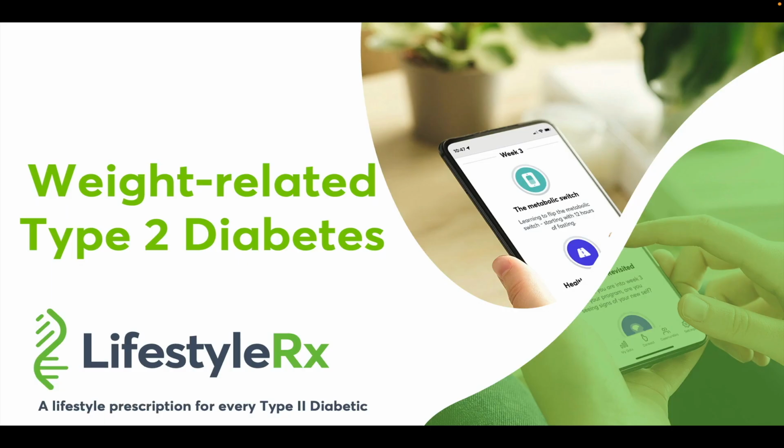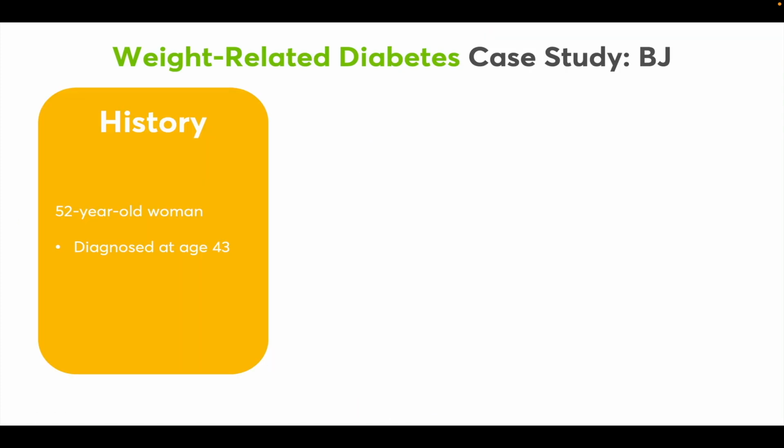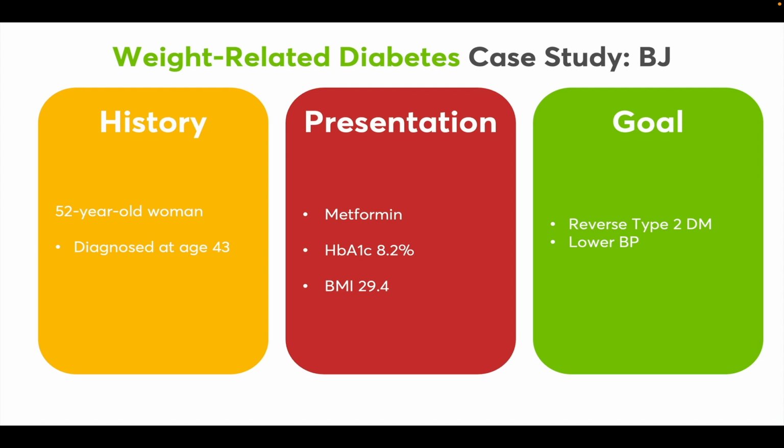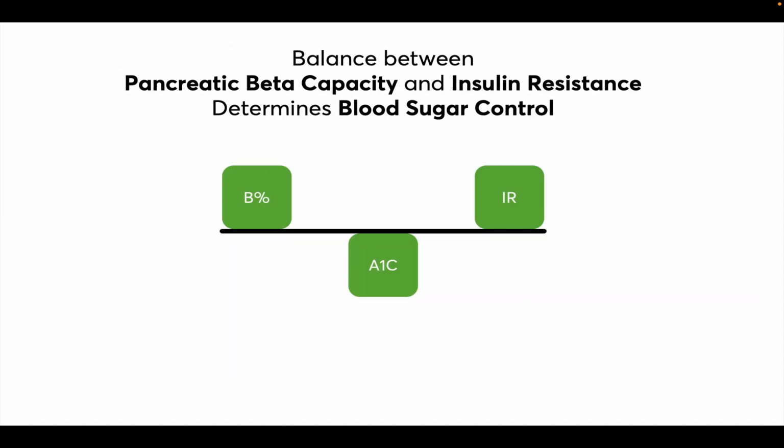Hi, Brendan Byrne, Medical Director of Lifestyle RX here. I've got another case study for you. This week we're going to talk about weight-related type 2 diabetes. So let's jump in. BJ is a 52-year-old woman who presented with type 2 diabetes at age 43. She came to our program on metformin with a hemoglobin A1C of 8.2% and a BMI of 29.4. Her goals were to reverse type 2 diabetes and also to lower her blood pressure.